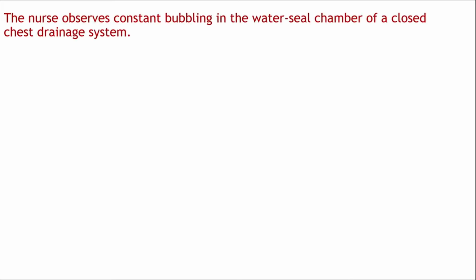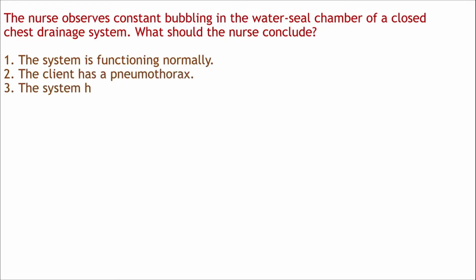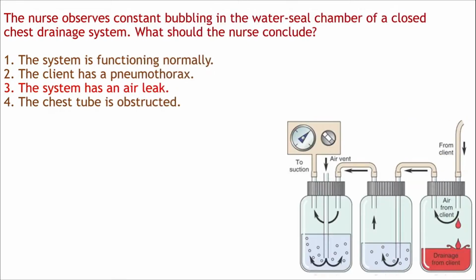The nurse observes constant bubbling in the water seal chamber of a closed chest drainage system. What should the nurse conclude? 1. The system is functioning normally. 2. The client has a pneumothorax. 3. The system has an air leak. 4. The chest tube is obstructed. And the correct answer is 3. The system has an air leak.